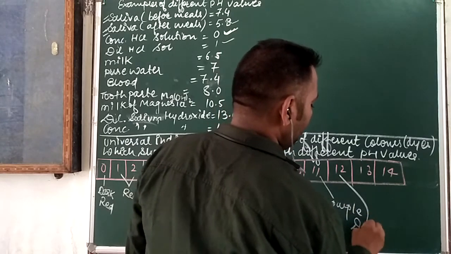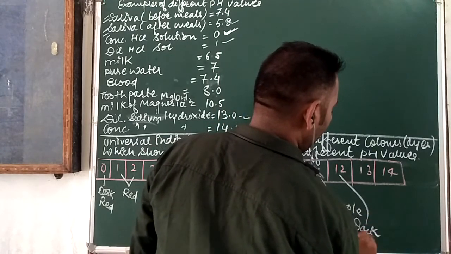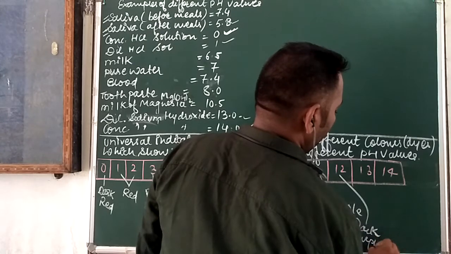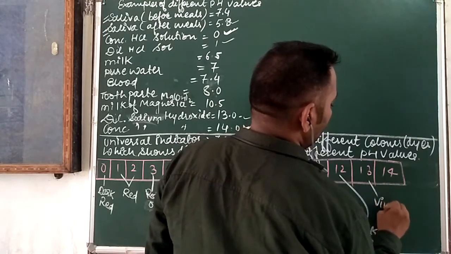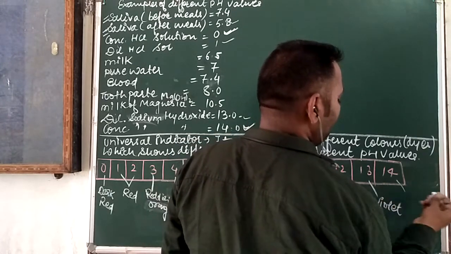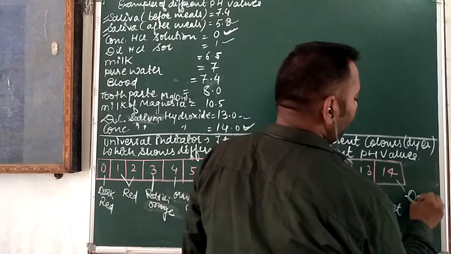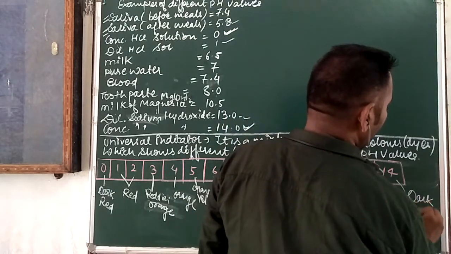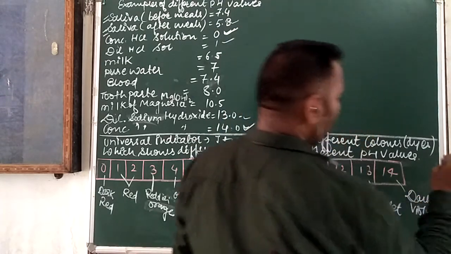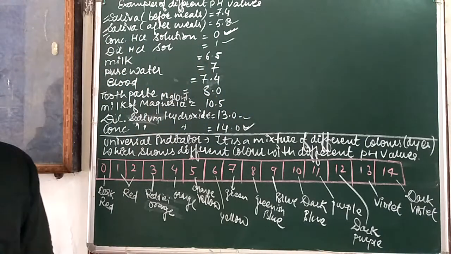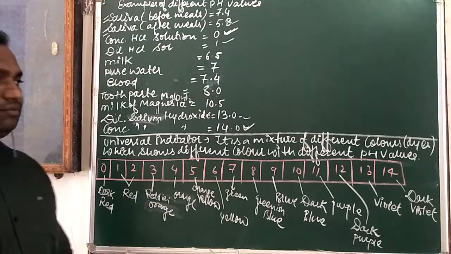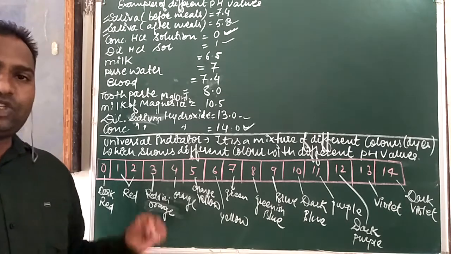This is dark purple. This is violet, and this is somewhat dark violet. Okay, we can tell because somewhat the colors have changed, so it is a somewhat dark violet color. So these are the different color combinations in the pH paper chart.